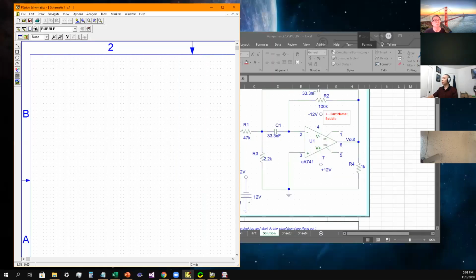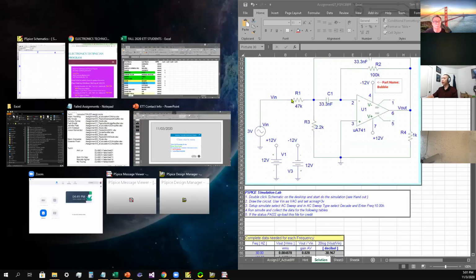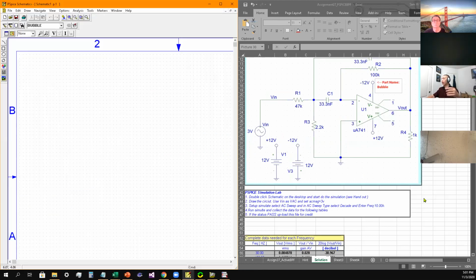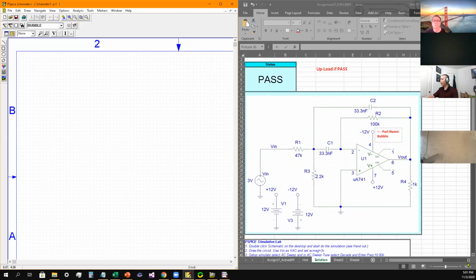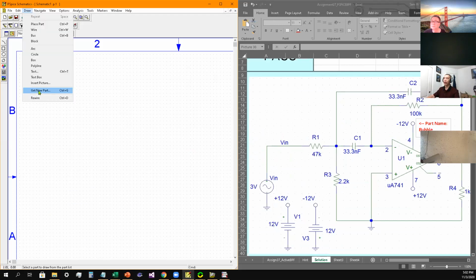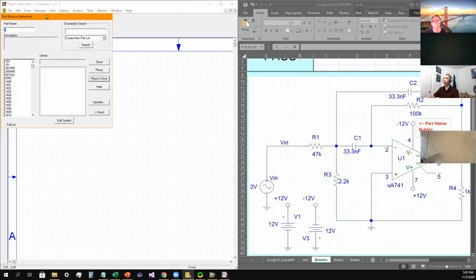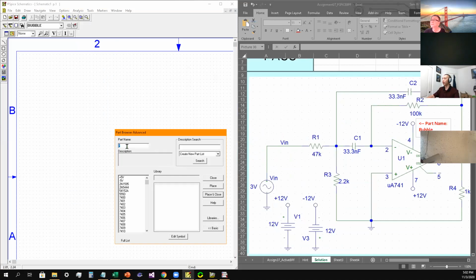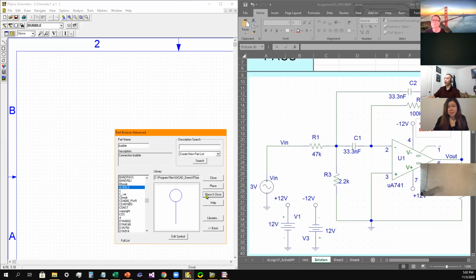Okay, so here is what we need to do in PSpice. As you can see, this part is called bubble. So open up your PSpice, go into Draw, and go to Get Part, then type in the part. Right up here, this is what we need: bubble. So 1, 2, 3, 4 of those. We're going to type in bubble. Okay, so there is that symbol.